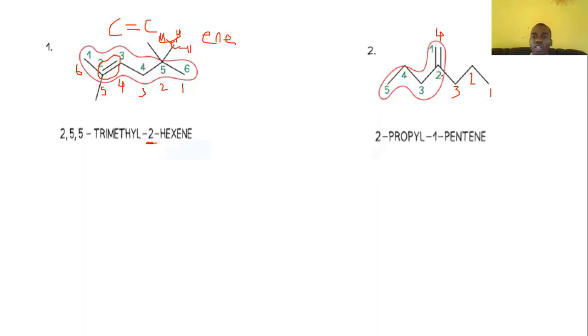So here on 1, 2, this group here I've just counted. This is a carbon here, this is a carbon, and this is a carbon. So since there are 3, from prop, you put YL, it becomes propyl. And it is attached on carbon 2. So that's why we're saying 2 propyl. Then the double bond is on position 1. That's why we are putting 1 pentene.